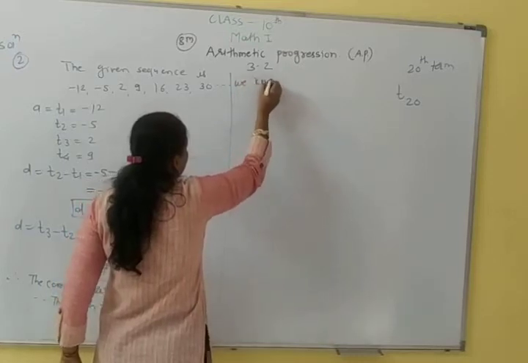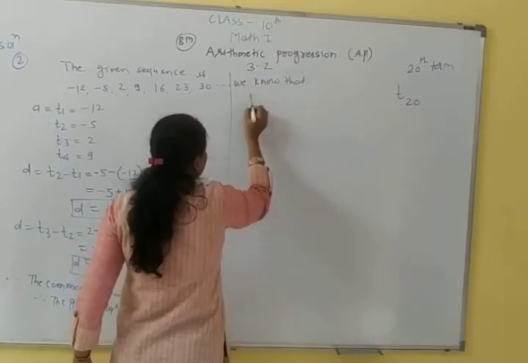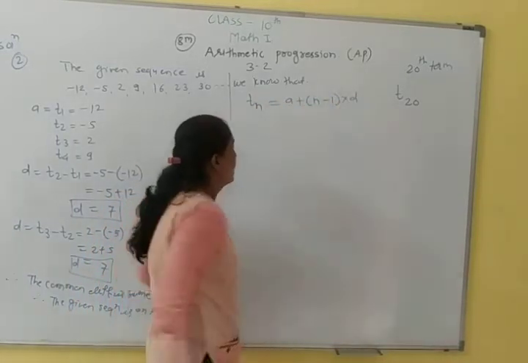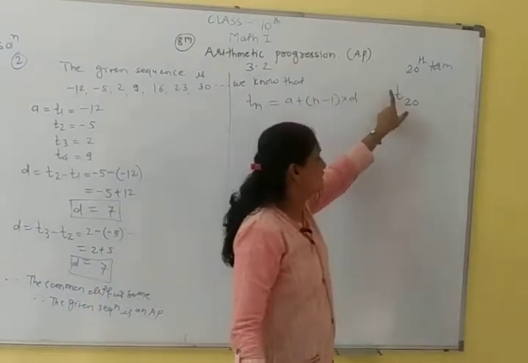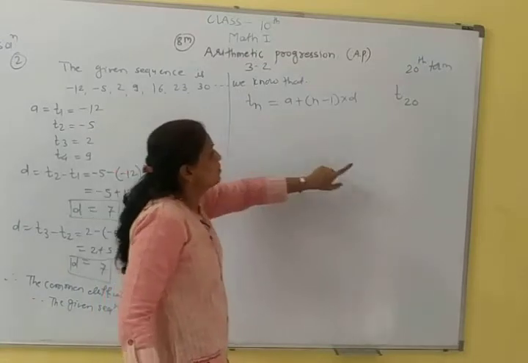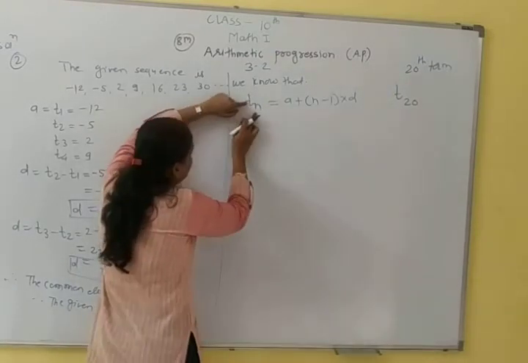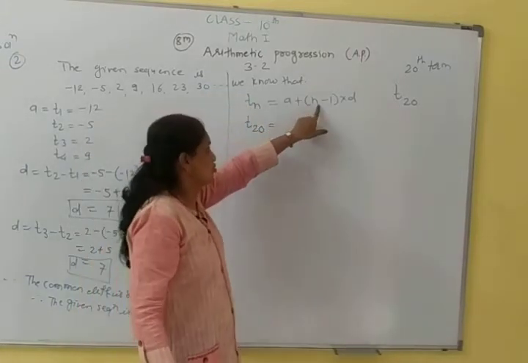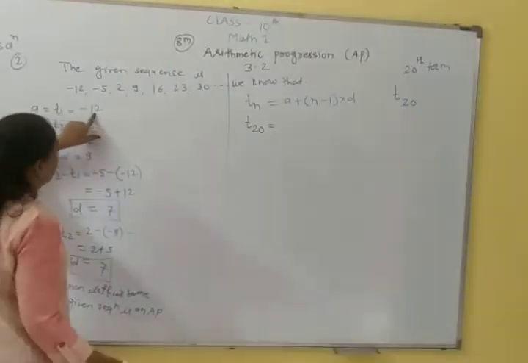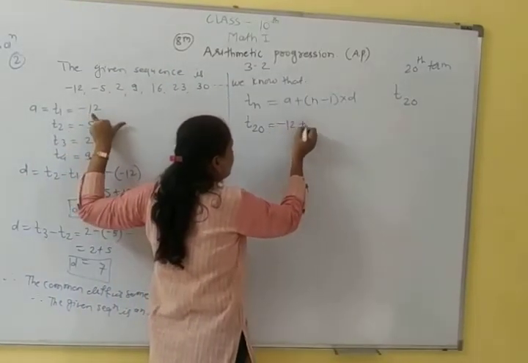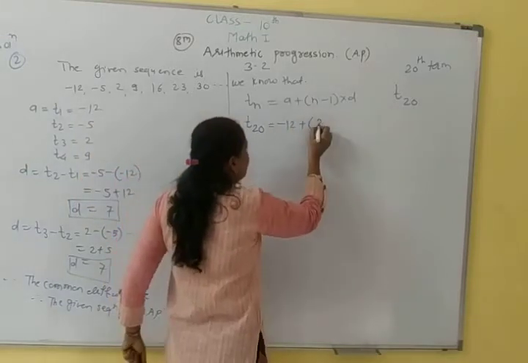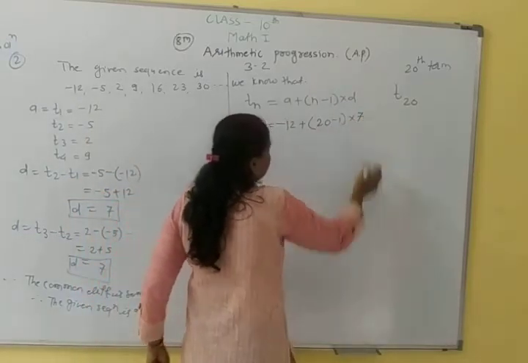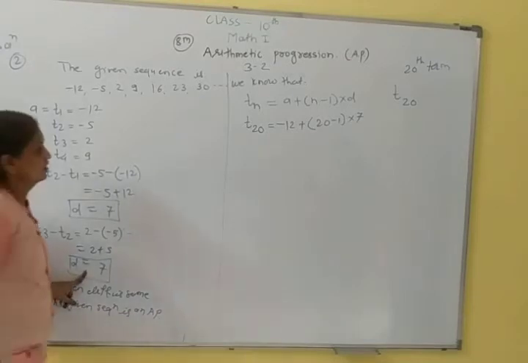We know that our general term is Tn equal to A plus n minus 1 into D, and by using this formula we can calculate T20. Term is denoted by T. So write down T20, put n equal to 20. Here n has changed, so here also it will change. Here A equal to minus 12. So minus 12 plus, n equal to 20, minus 1, into D. D is 7.